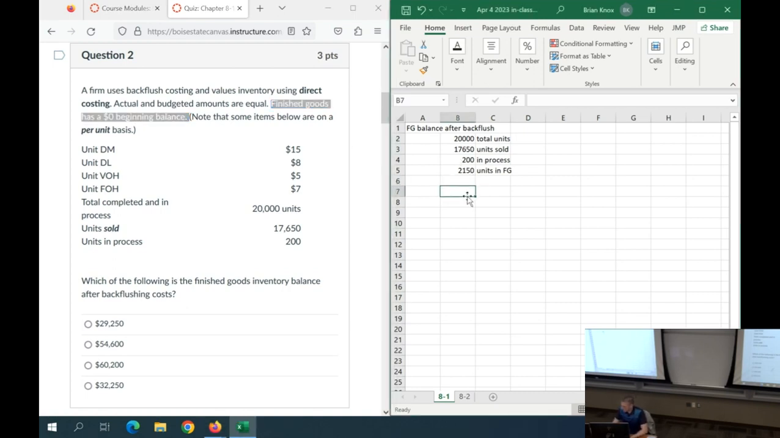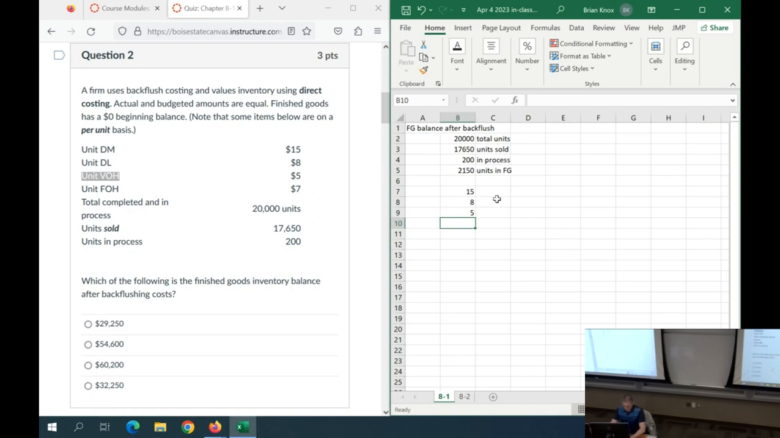Okay, so we have 15, 8, and 5. What about that 7? Use it? Don't use it. Yeah, thank you. Good, because that's fixed overhead, and we are in direct costing land. We're using a direct costing rationale, direct costing definition of what product costs or inventoriable costs are, which means that only direct materials, direct labor, and variable overhead are counted as product costs.